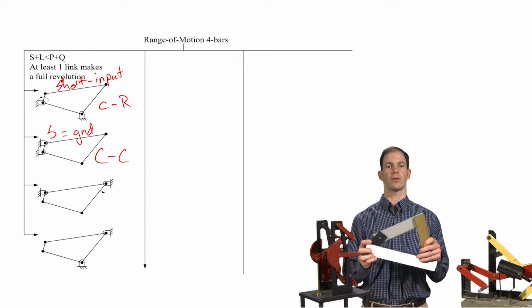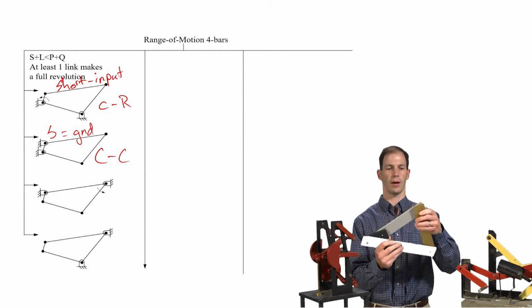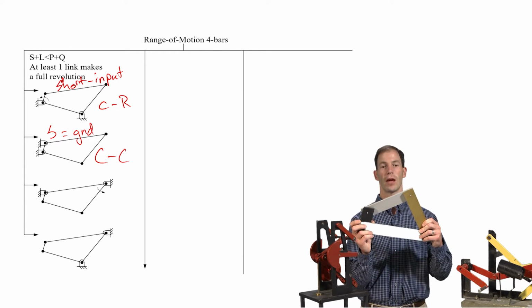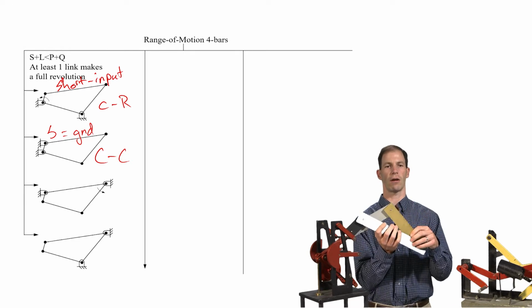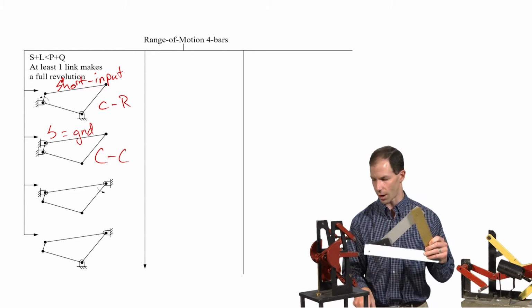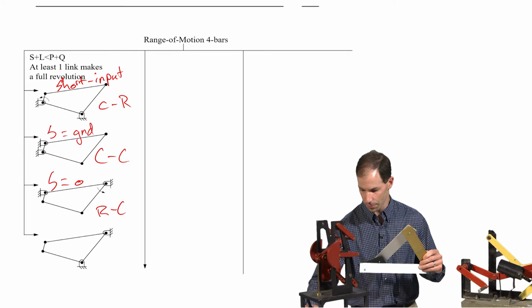If I move to that next inversion where, in that case, my shortest link is the output link, I have a rocker crank. So I'm driving this gold link as my input link. The black one is my output link. I have a rocker crank, and that's because my shortest is the output.